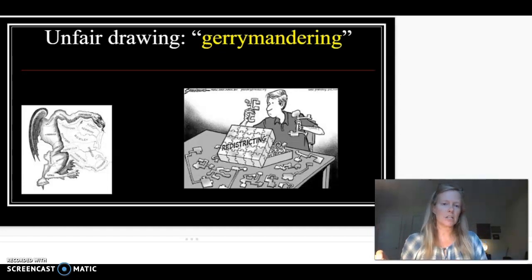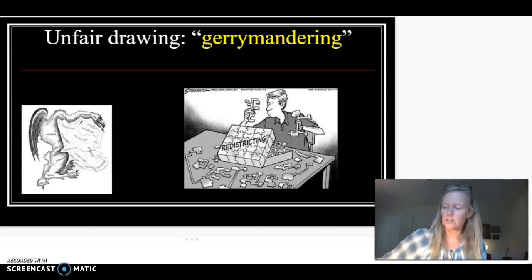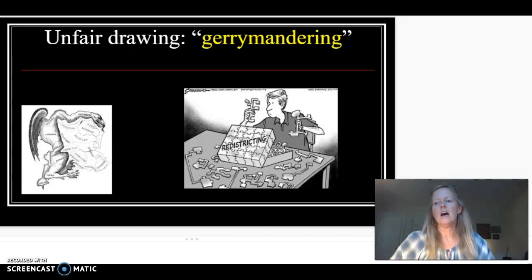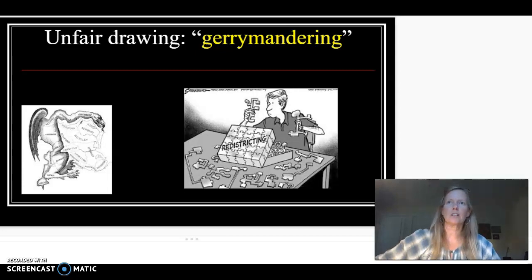I'm going to show you a slide here in a minute, but if you look at this old famous political cartoon, Senator Elbridge Gerry, this is named after him forever and always, figured out how to get an unfair advantage for his political party. And they said this district he drew was like a salamander. So gerrymandering is where that comes from.